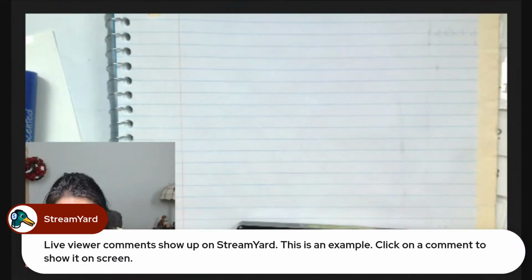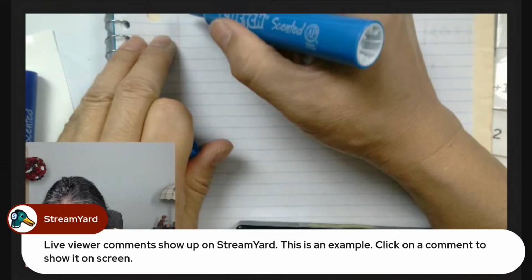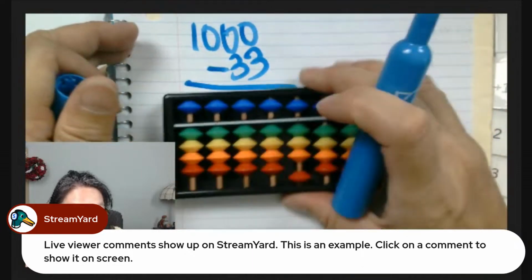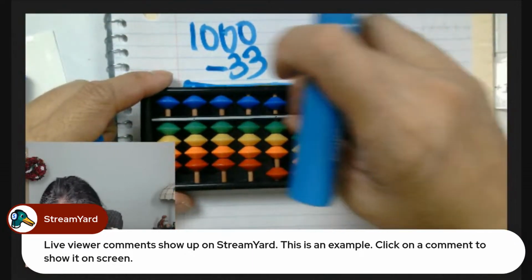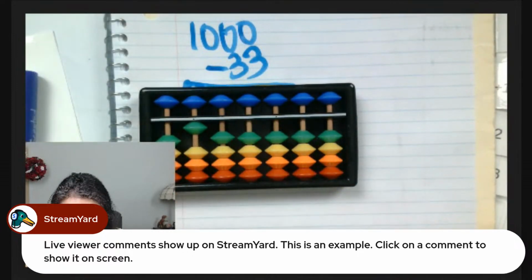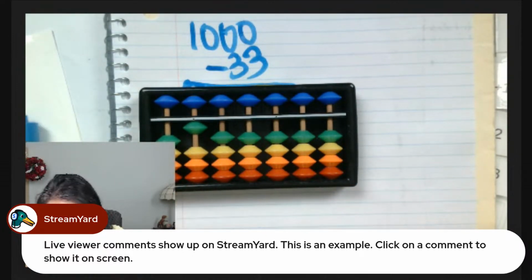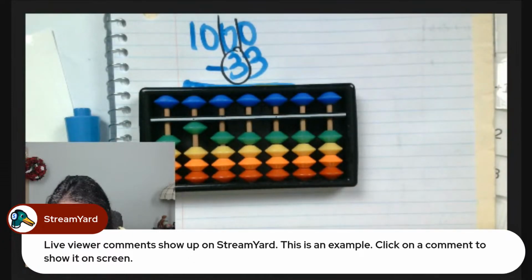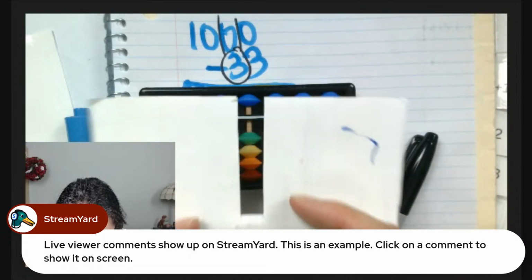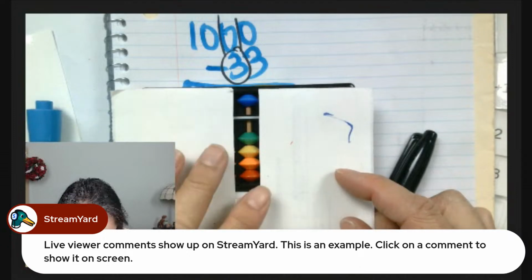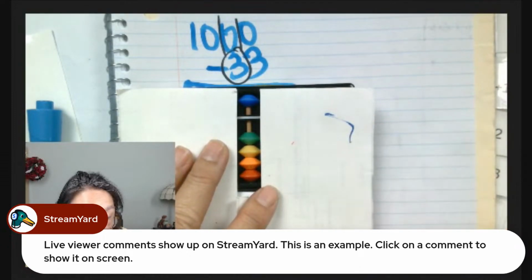So what we're going to do is the question is 1,000 minus 33. So when we do it, we're going to do 1,000 minus the 3, right? Minus 30. So the first thing we're going to do is minus 30. So that's what this is, right? If we look, this is my ones, and I'm going to minus the 3.